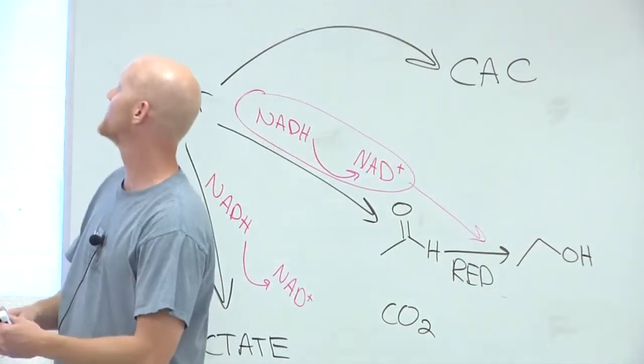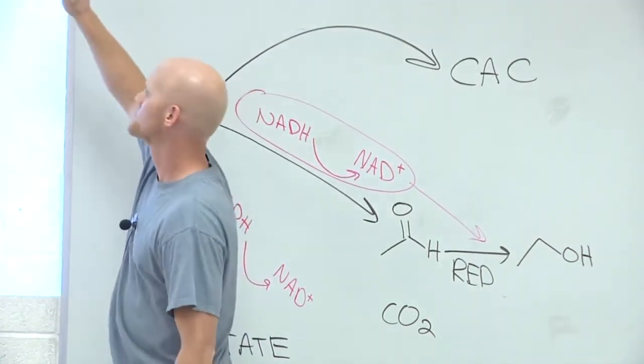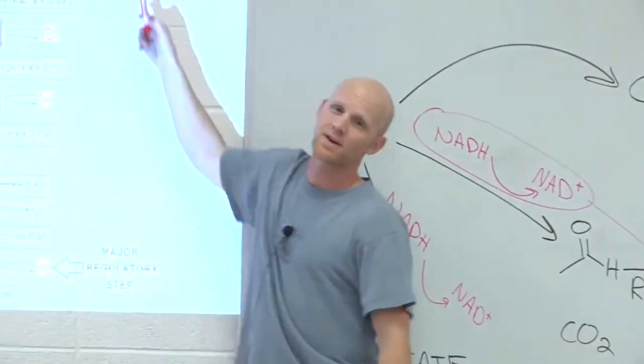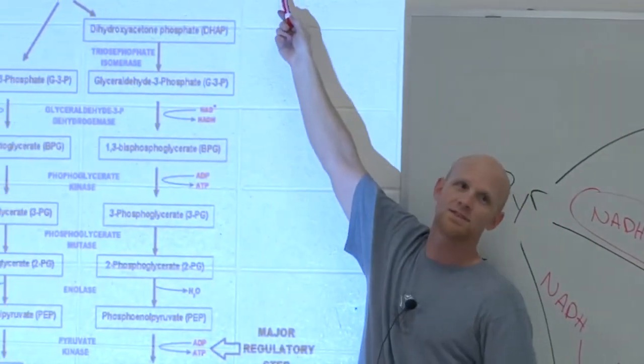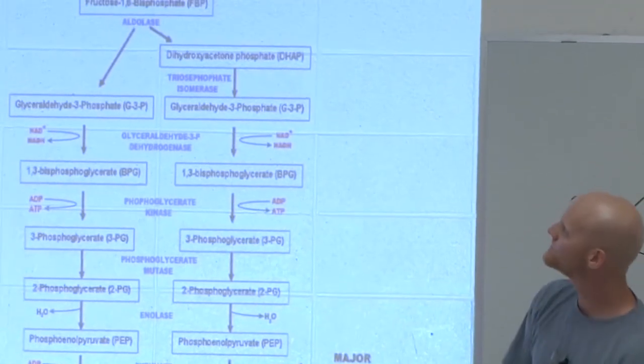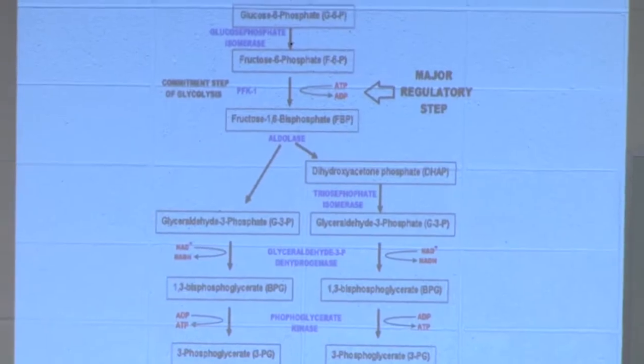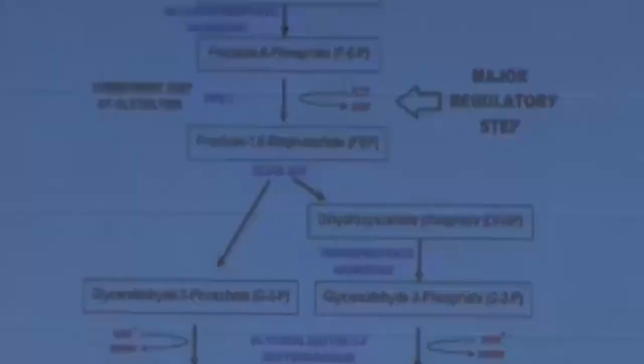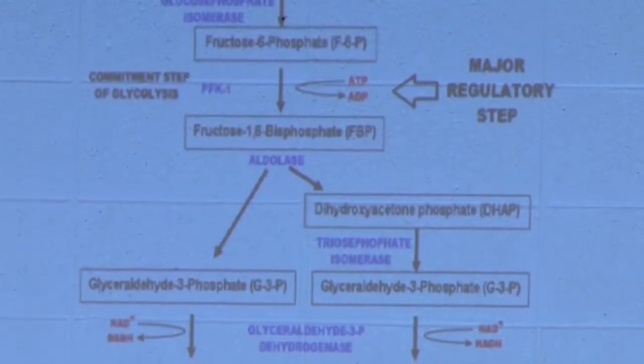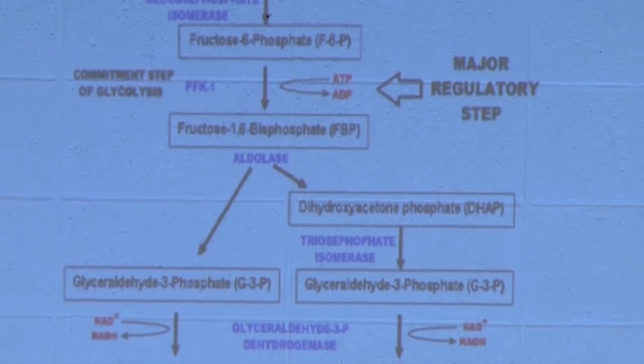So a couple of big major regulatory steps that we're going to focus and spend some attention on. When your fructose 6-phosphate turns into fructose 1,6-bisphosphate, and then the very last step, when we turn phosphoenolpyruvate into pyruvate. Two big regulatory steps.